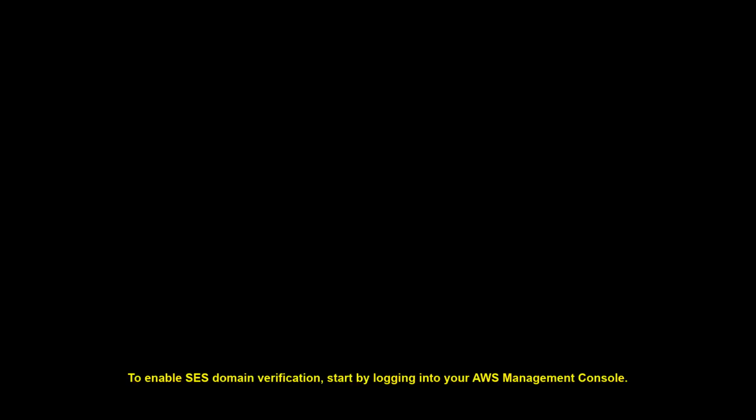To enable SES domain verification, start by logging into your AWS Management Console. Once logged in, navigate to the Amazon SES service. In the SES dashboard, look for the Domains option in the left sidebar and click on it. Next, click on the Verify a New Domain button.